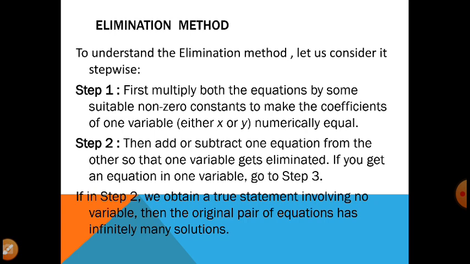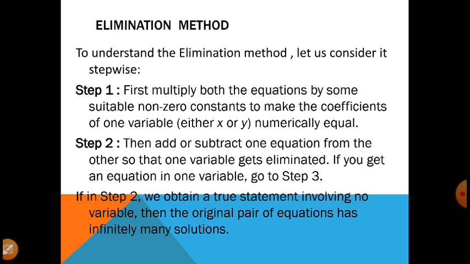If both the variables do not have the same coefficient in the pair of linear equations, then what do we have to do? First we multiply both the equations by some suitable non-zero number. With zero we cannot multiply, because if we multiply with zero, the full equation becomes zero. That's why zero cannot be taken. Other than zero, any suitable number can be taken to multiply the equation.